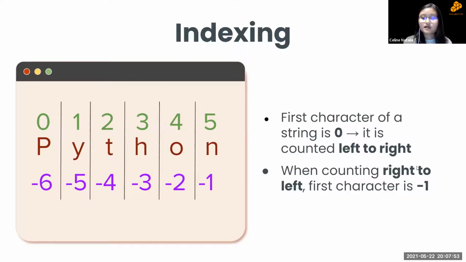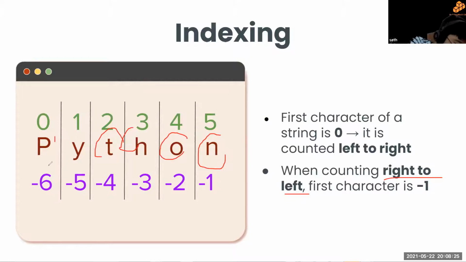But if you want to count from right to left, as stated here, the first character is -1. So when you count from right to left, let's say you want to start with N, you'll start with -1 over here. And if you want to find P but you want to count from right to left, then you have to count: N is -1, O is -2, H is -3, T is -4, and so on until you reach P, which is -6.